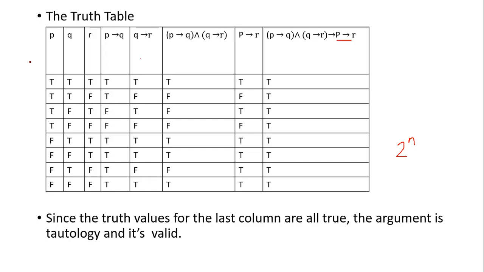Good. So when P is true here, we have P true, Q true, and R also true. Therefore, P implies Q is true, and Q implies R is also true. Now we have P implies Q and Q implies R. For the and, both of them should be true before it becomes true. So this is true and this is also true. Therefore, the and is also true. That's what you can see as true here for the and.